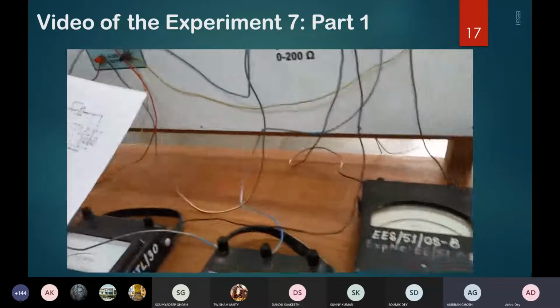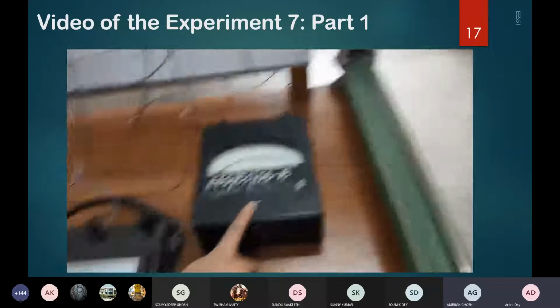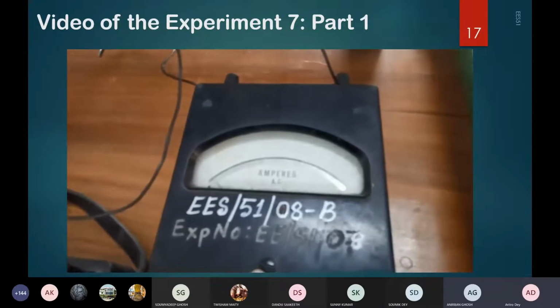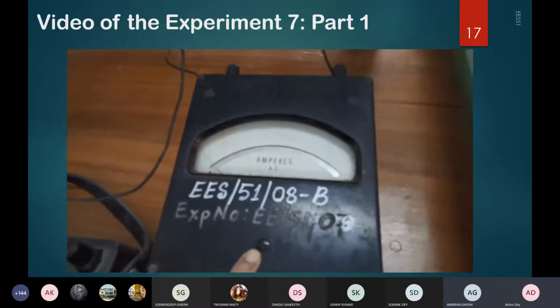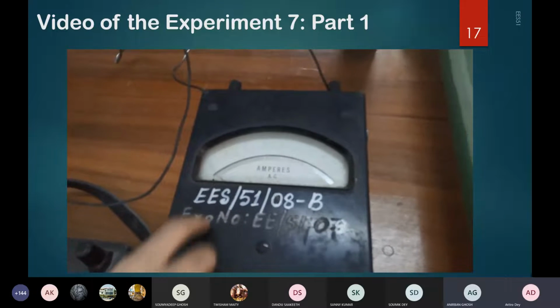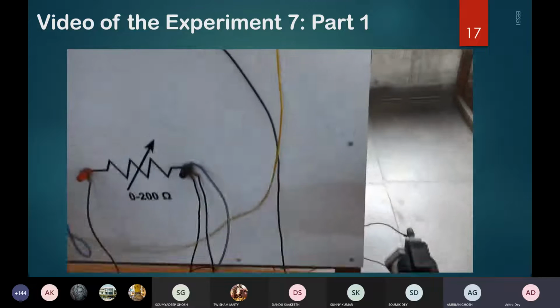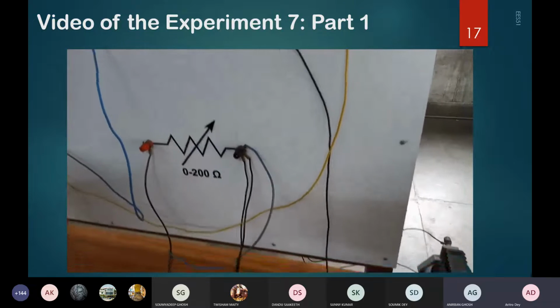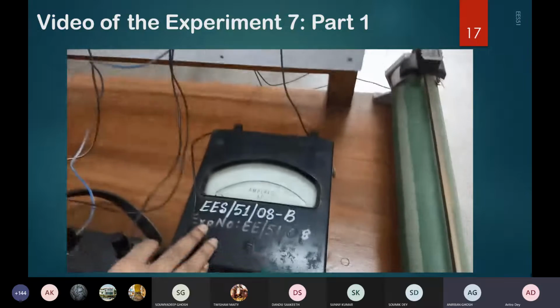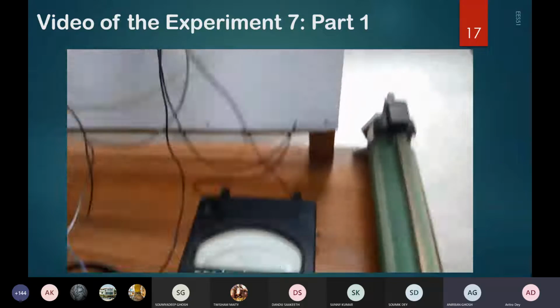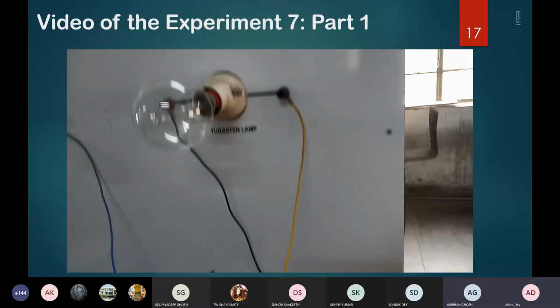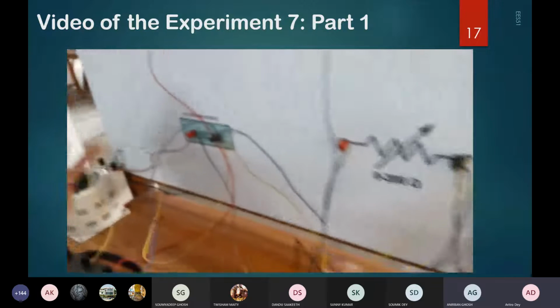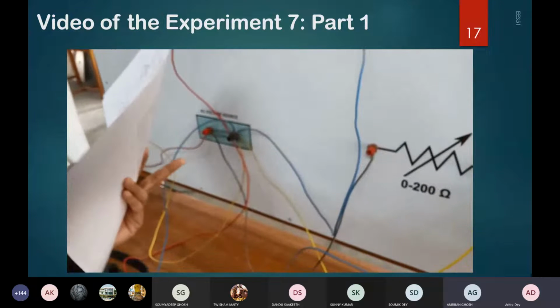Then the other two are the ammeters. This is ammeter A1, which is connected for the tungsten lamp, right? So I have connected it in series with the tungsten lamp. You can see that through the rheostat, I have connected the ammeter, and then the ammeter is going to the tungsten lamp, and from the tungsten lamp it is returning to the terminal of the variac to close the circuit, right?